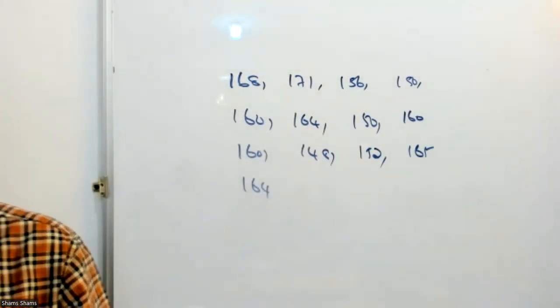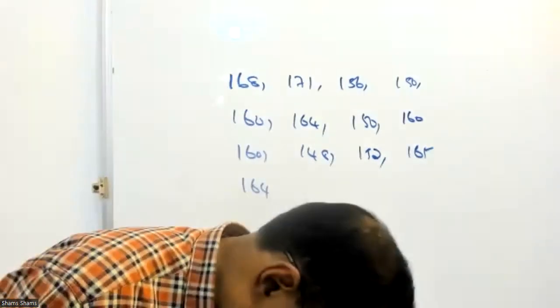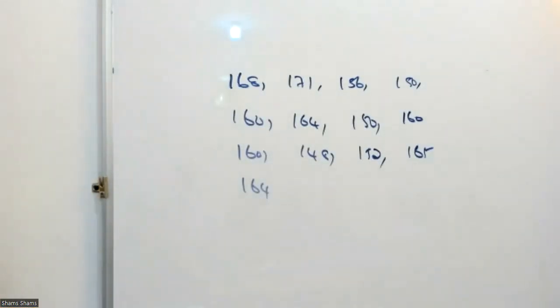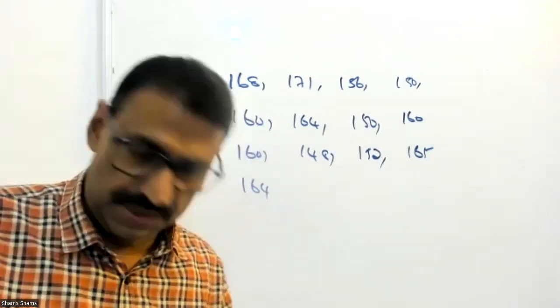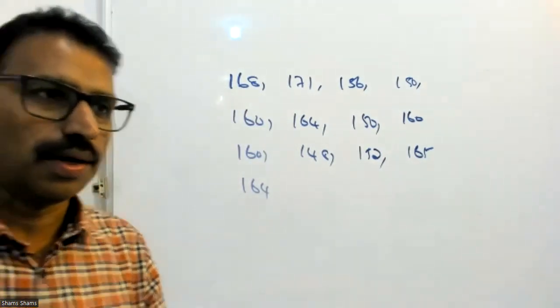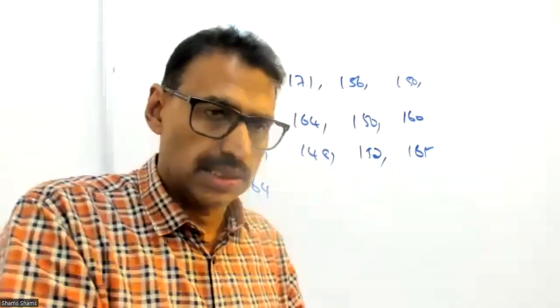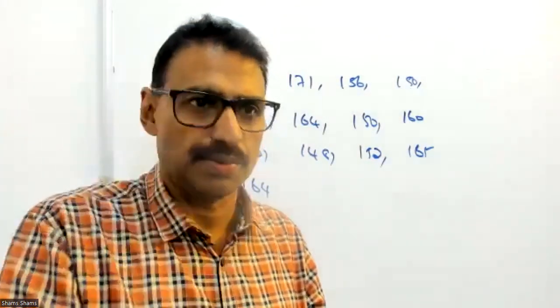So your height should be calculated correctly, because height minus 100 only, that should be the weight. If your height is 164, then 164 minus 100 is how much? 64. 64 should be your maximum weight like that.